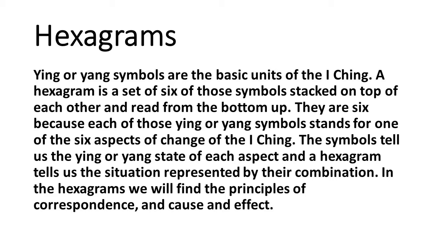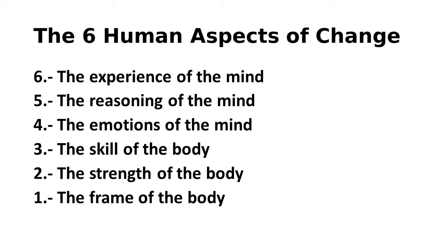The 6 aspects are: number 1, the frame of the body; number 2, the strength of the body; and number 3, the skill of the body that you use to move your body. For the mind, we have the emotions, the reasoning or understanding, and experience or memory or wisdom.